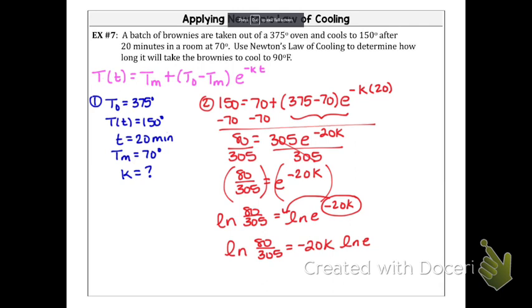Well, remember we talked about that if your base and your x have the same base, then they cancel each other out. They actually equal 1. So you can work it out. The natural log of e is equal to 1. So we say that cancels because anything times 1 is itself. And then we're just solving for k. So divide by that negative 20.